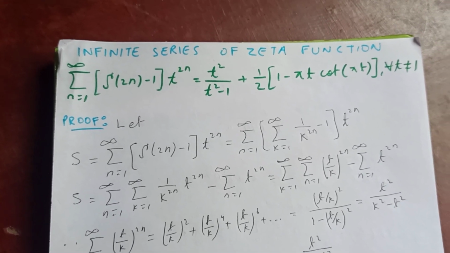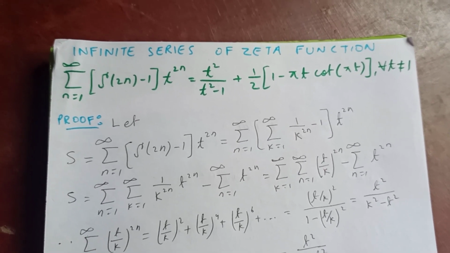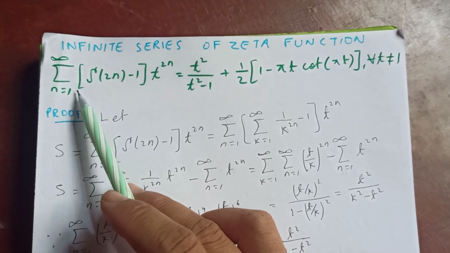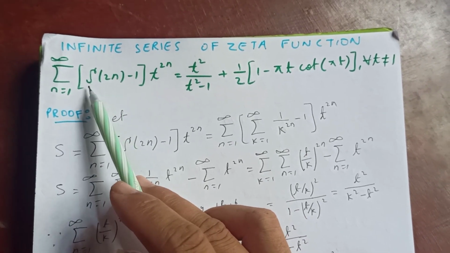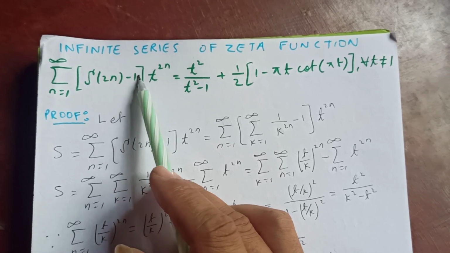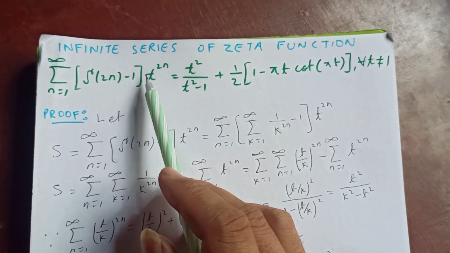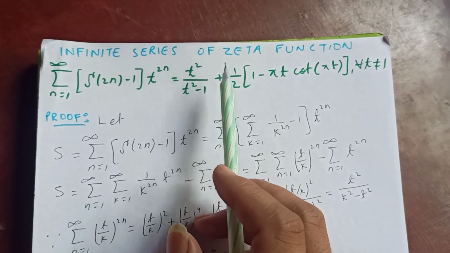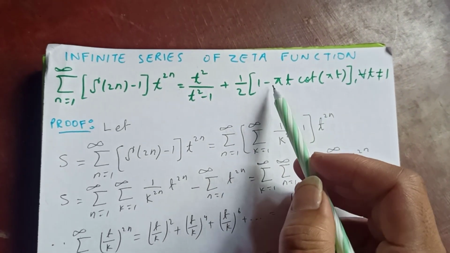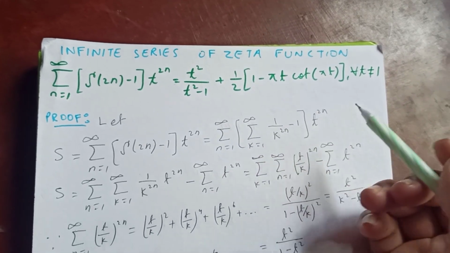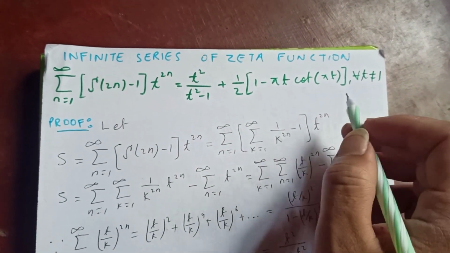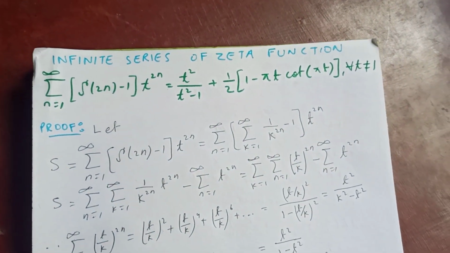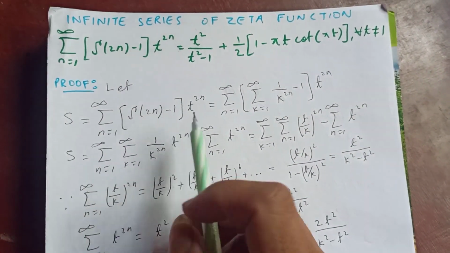Let's see another infinite series of the zeta function. This is general, okay? Generalize. So the sum from n equal to 1 to infinity of zeta of 2n minus 1 into t to the 2n, which is equal to t square upon t square minus 1 plus 1 upon 2 into 1 minus pi t cot pi t, where t is not equal to 0, okay? If t is equal to 0, then this sum will be a divergence, okay? Divergence.